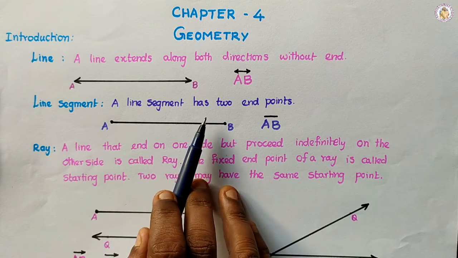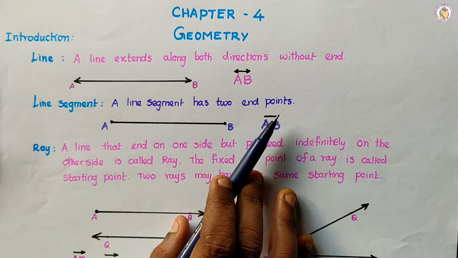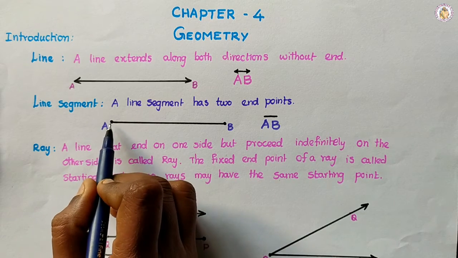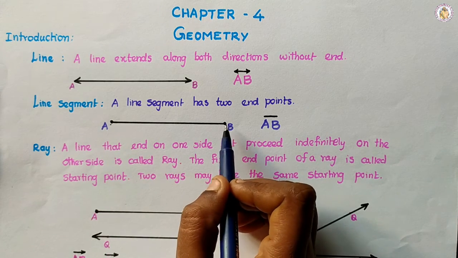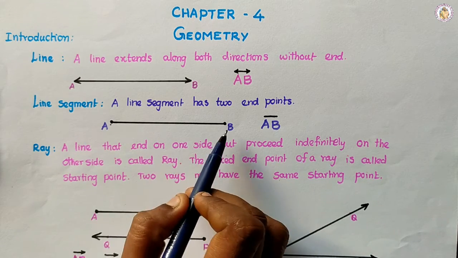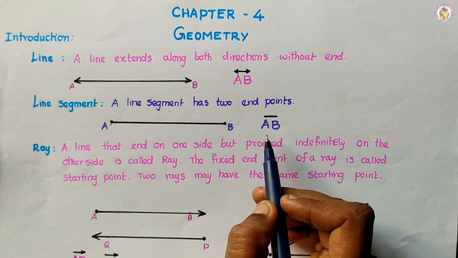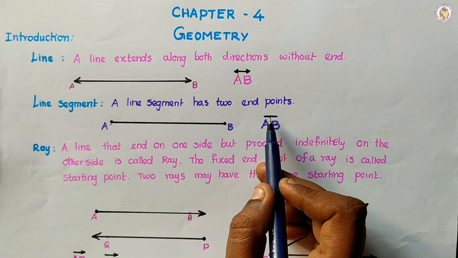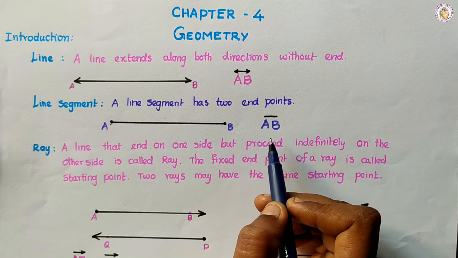And then line segment. A line segment has two end points. Listen here, one end point here, one end point here. It is denoted like that, line segment AB.